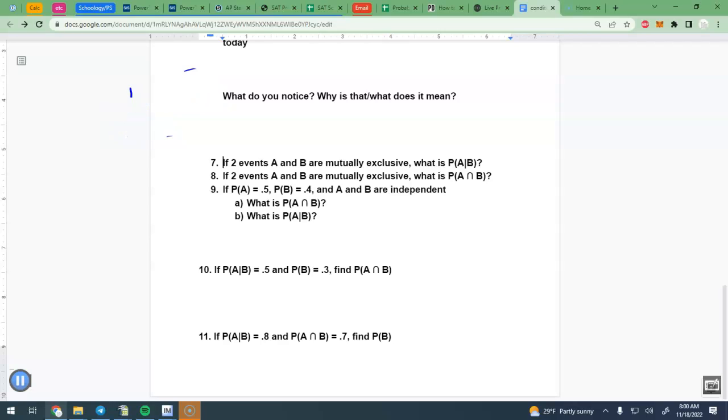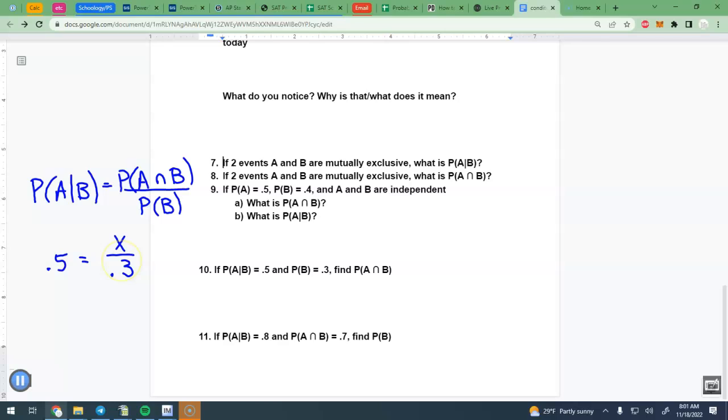Can I finish 10 and 11? Let me do 10 and 11, please. So I see the word given, and right away I'm pretty sure I'm going to be using that formula, so I'm going to write that down. Probability of A given B equals probability of A and B over the probability of B. But they give me different parts. The probability of A given B is 0.5. The probability of A and B is what I'm looking for. And the probability of B is 0.3.